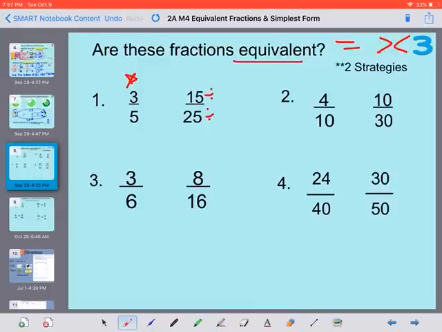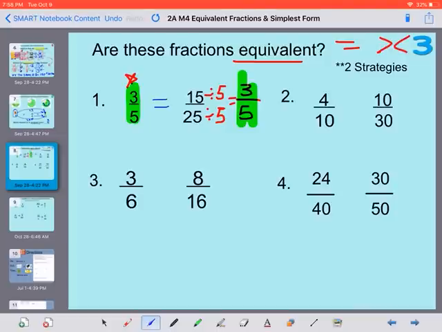15 and 25 we can simplify though. I know that 5 goes into both of those. So 15 divided by 5 is 3. 25 divided by 5 is 5. So are these equivalent fractions? 3/5 and 3/5? Yes, those are equal to each other. So you can write yes or just put an equal there.